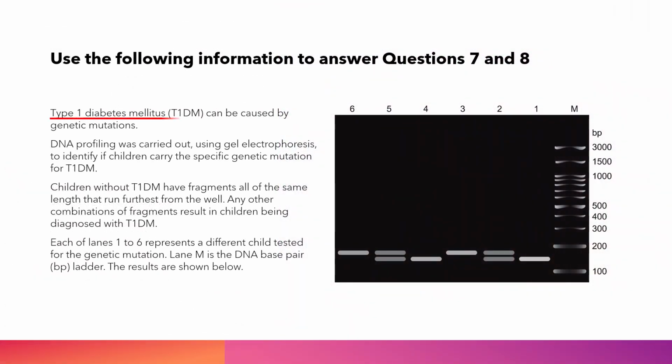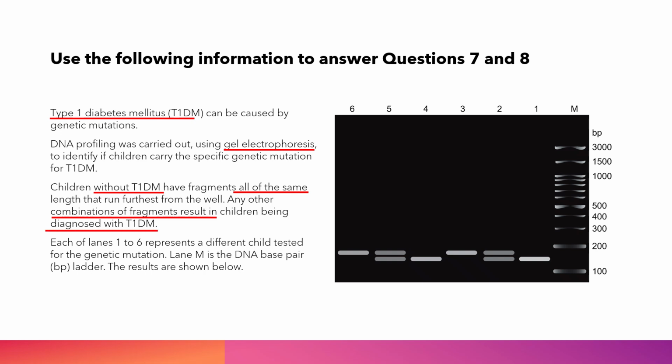Type 1 diabetes mellitus, T1DM, can be caused by genetic mutations. DNA profiling was carried out, using gel electrophoresis, to identify if children carry the specific genetic mutation for T1DM. Children without T1DM have fragments of all the same length that run furthest from the well. Any other combinations of fragments result in children being diagnosed with T1DM.